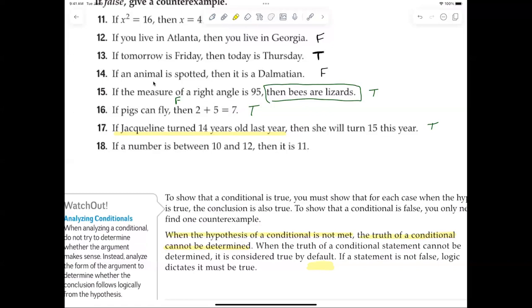But it's still true. She's not skipping the age between 14 and 15. It's still 13 and a half. Yeah, but it's conditional. I don't think if Jacqueline turned 14 years old last year, then she will turn 15 this year.